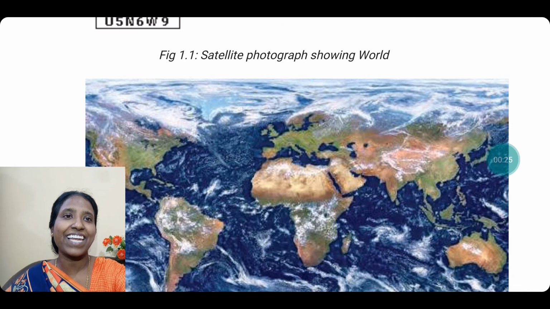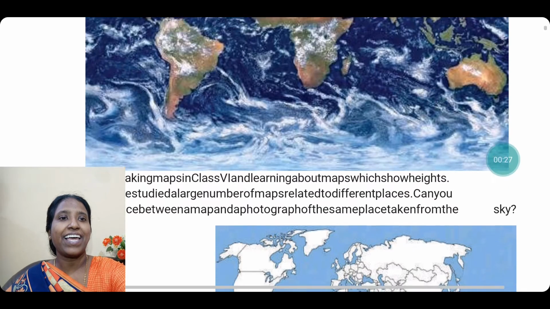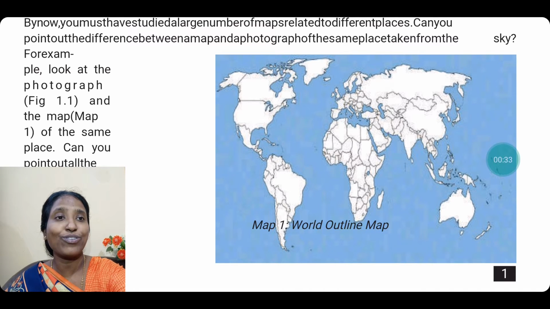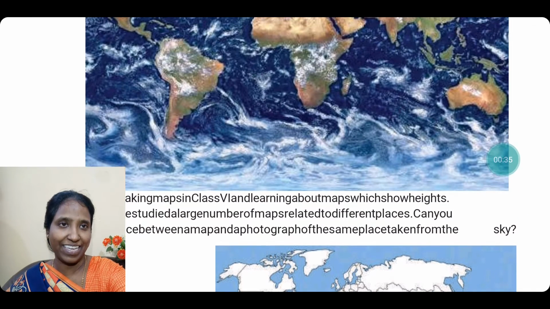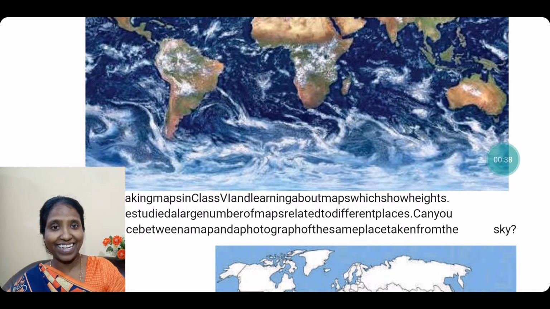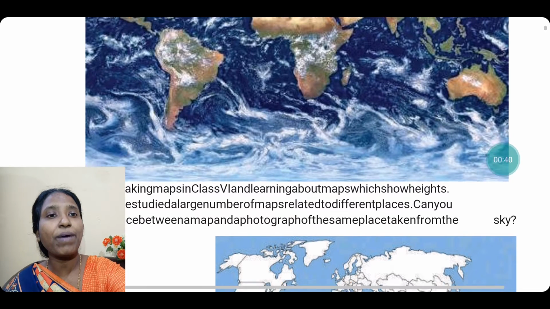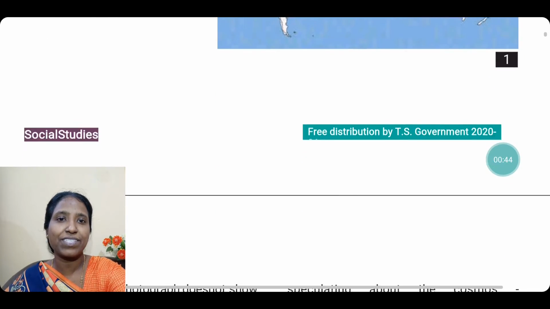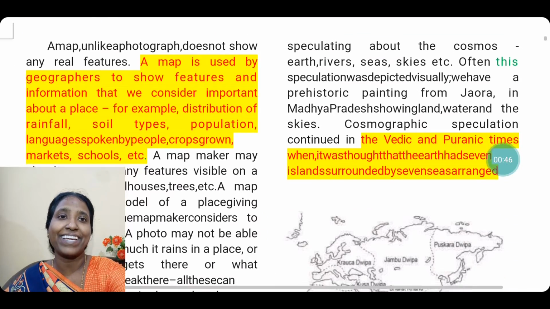Firstly, we see the satellite photograph. And next, we see the outline. What's the difference between both? Yes, in the photograph, we see whatever is there: the water, the land, the colors, right? And in the map, we just see the shape of that land. This is the difference between the photograph and a map.